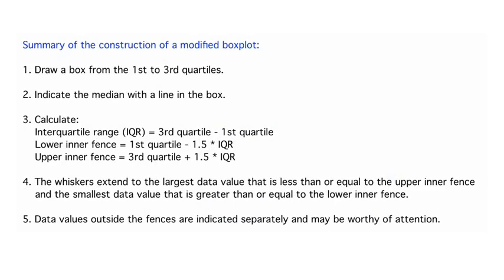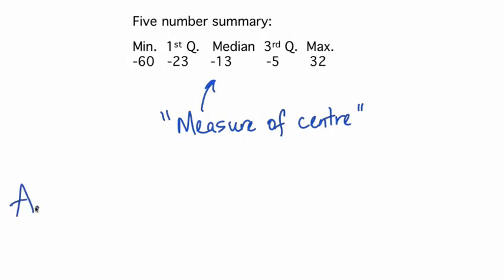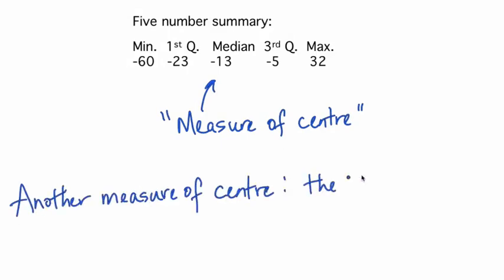Here's a quick summary of how to construct a modified box plot. It can help us both summarize the data and detect some possibly unusual observations. Here's the 5-number summary again for our data. The median is a measure of the center of the data. Another common statistic used to capture the center of the data is the mean or average.